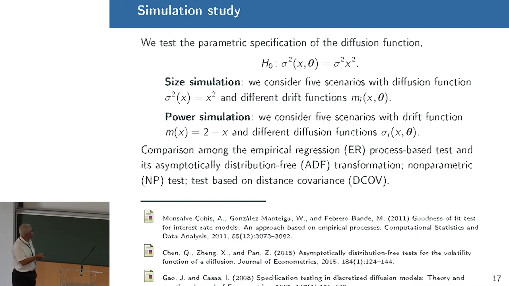Okay, and here is one comparison for testing, for example, this kind of null hypothesis. For the size simulation, 5 different scenarios. For the power simulation, 5 scenarios with this same drift function. And the comparison with the empirical filtration process, the asymptotic distribution, the martingale transformation, and also the so-called non-parametric test, the test that is using smooth filtration.